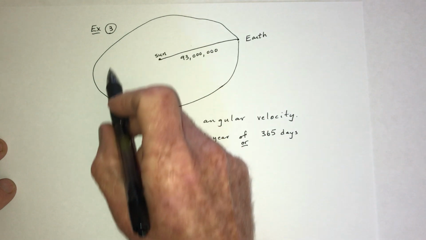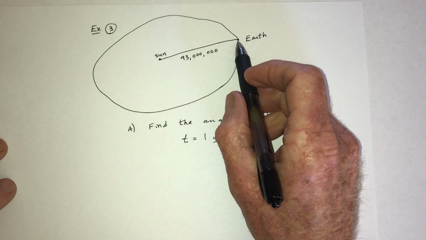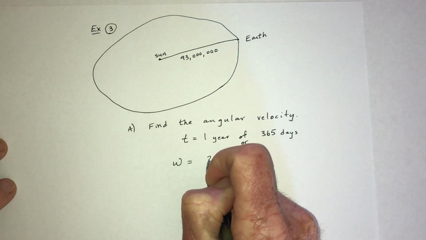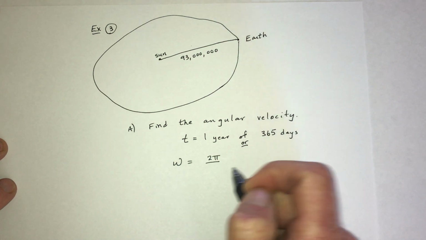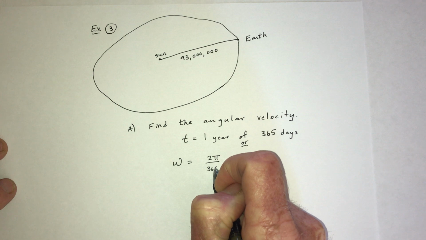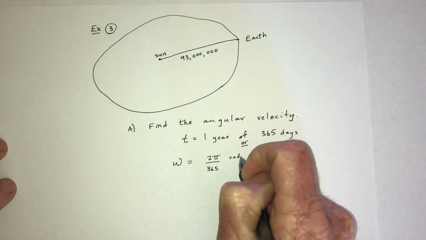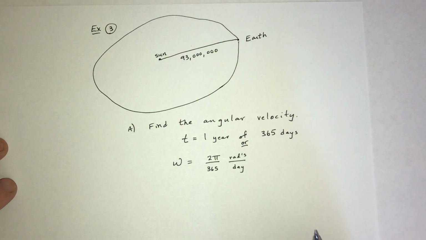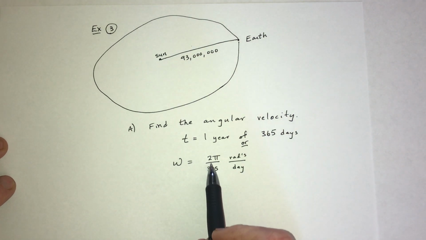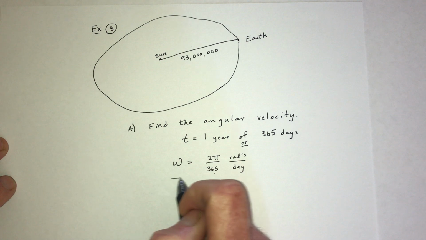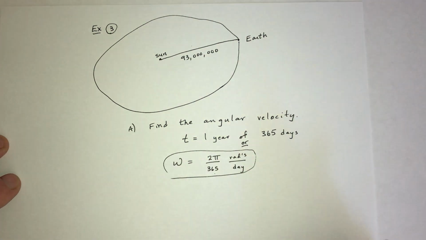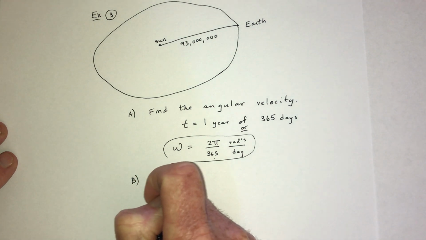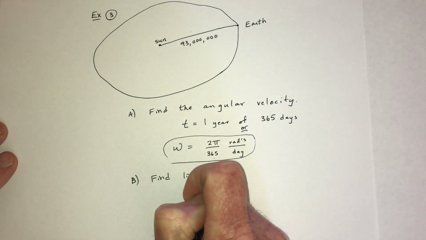Now, for us to go around, that would be one complete circle, which means that the angle would be 2 pi. So the angular velocity will be 2 pi divided by 365, and then this would be in radians per day. And a 2 is not going to reduce that, so it's actually done. And then part B, find linear velocity.